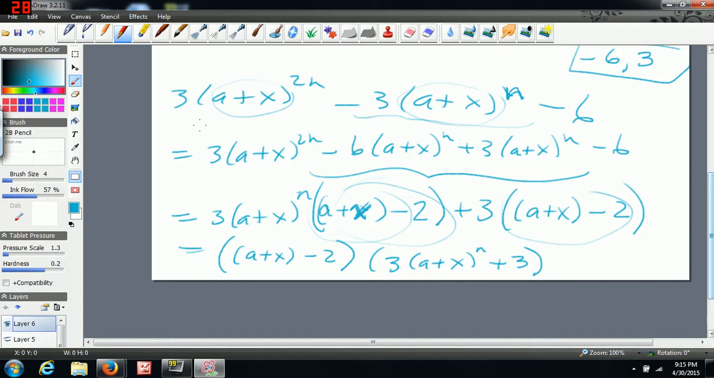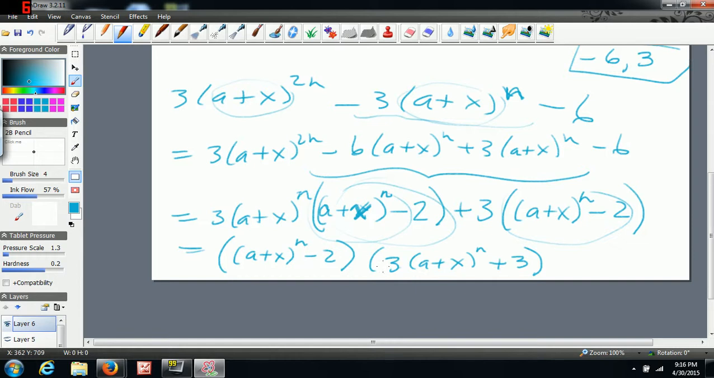Something isn't looking right to me here. This should have a power of n. Okay, so yeah, this one has a power of n attached because we factored out 3a plus x to the n. So there's still an n here. And even here, this has an n too. So there's an n there. Okay, now it looks better. Yeah, so that would be the final answer to that one.